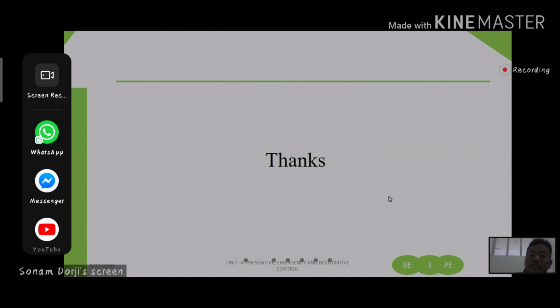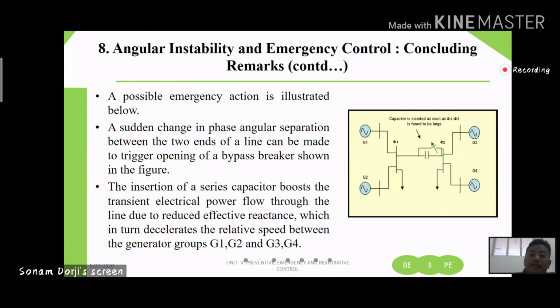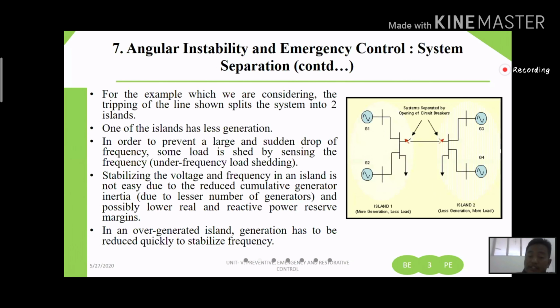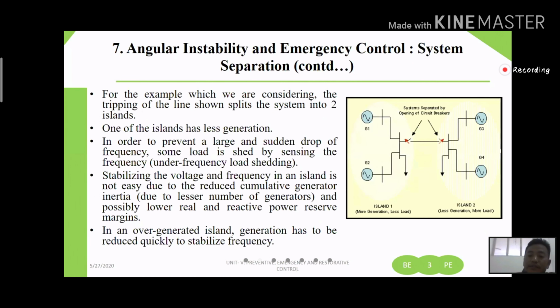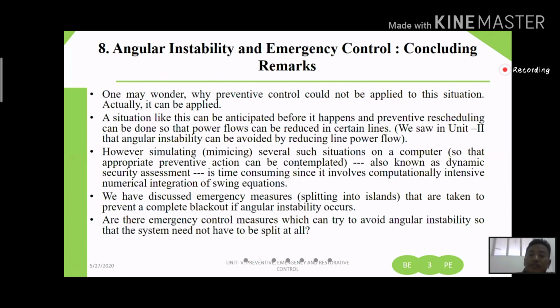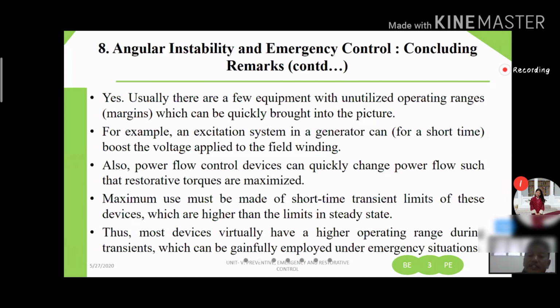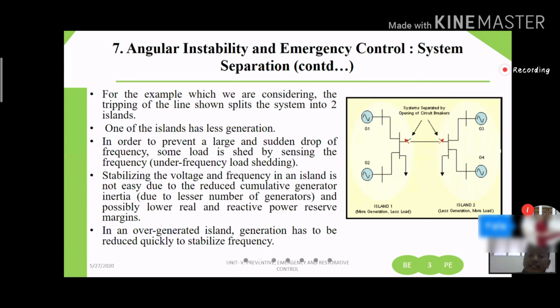So that's all about today's lecture. Today we have learned how to carry out the emergency control if there is angular instability, and there are two ways which we can do that. I have completed the emergency control. There are two cases in which we have to carry out emergency control. The first case is when it violates the equipment limits. Another one is when it loses synchronism or angular stability.